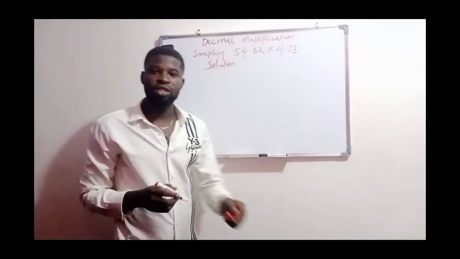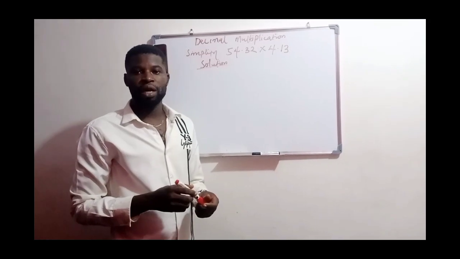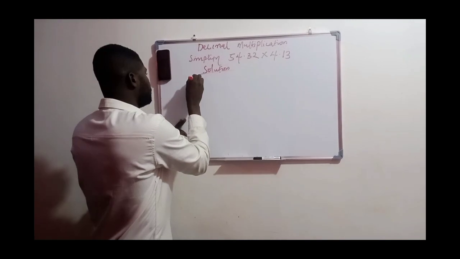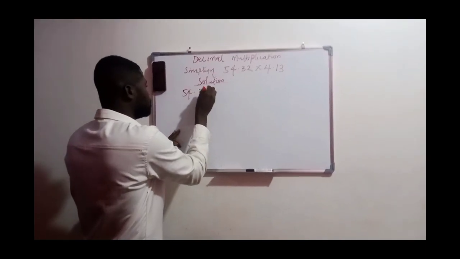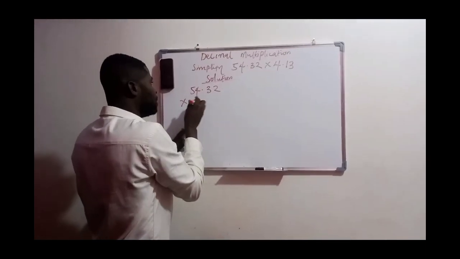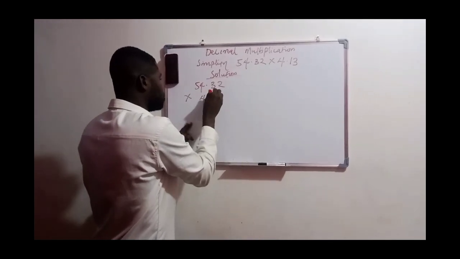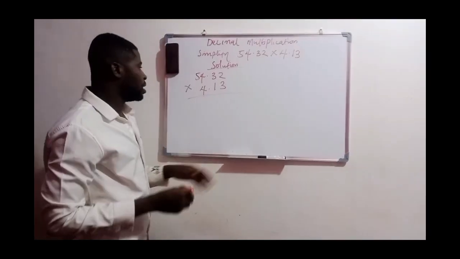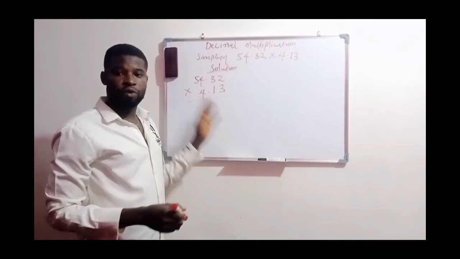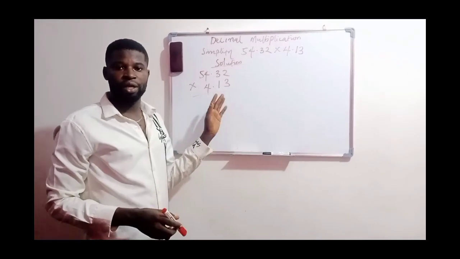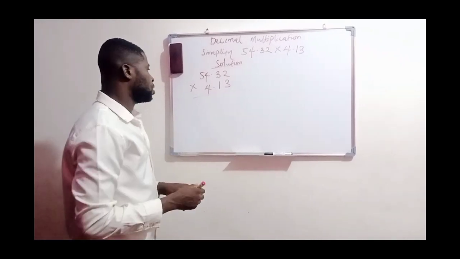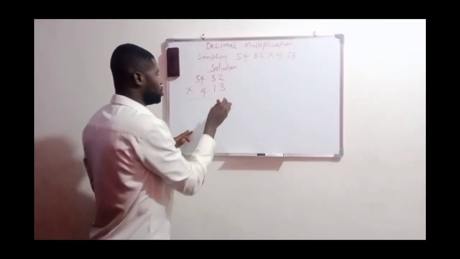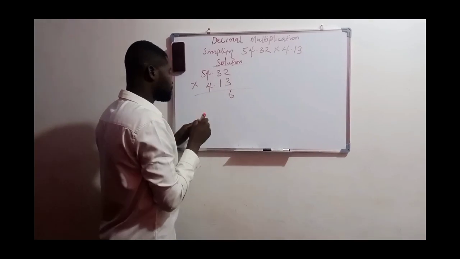After solution, what's the next thing to do? We bring back the question. That is 54.32 multiplied by 4.13. Now, from this point, we will follow the normal procedures of multiplication. Well, first of all, say 3 multiplied by 2, it will give us 6.